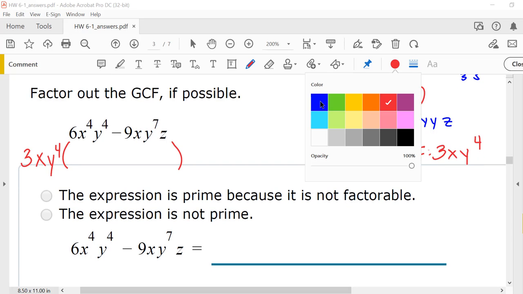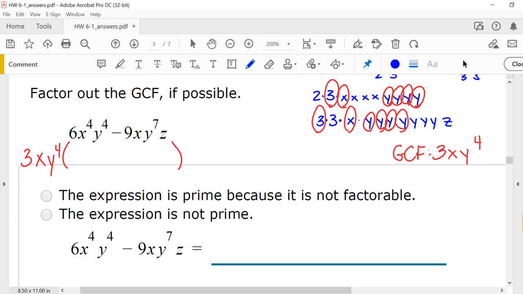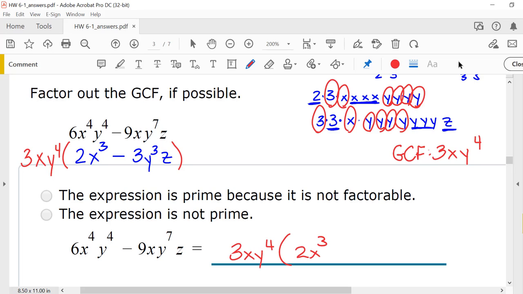All right, what remains when I factor the GCF out? In this first factor, I have 2x cubed minus the second factor, I have 3y cubed z. So my answer, when I factor out the GCF, 3xy to the 4th, the remaining factor is 2x cubed minus 3y cubed z.